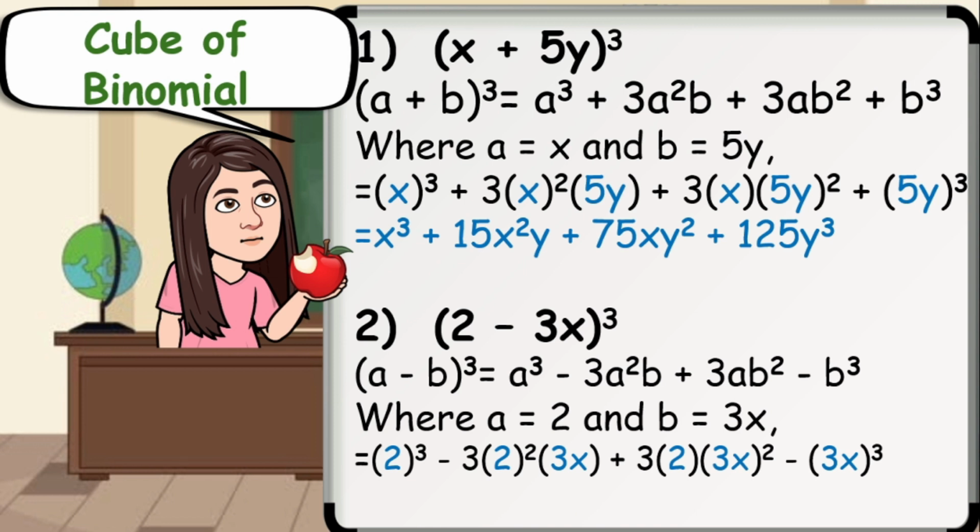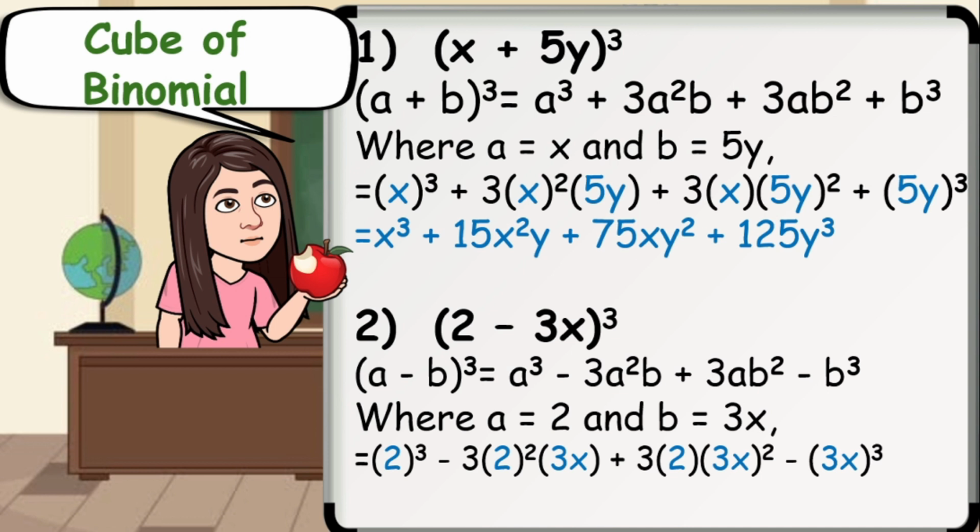minus 3 times the square of the first term times the second term, which is minus 3 times 2 squared times 3x, plus 3 times the first term times the square of the second term, which is plus 3 times 2 times 3x squared. And lastly, minus the cube of the second term, which is minus 3x cubed.